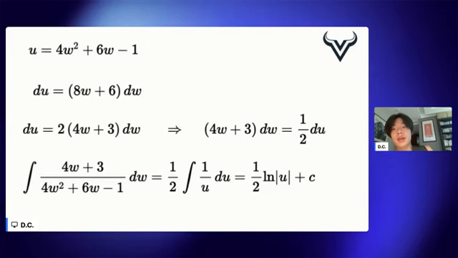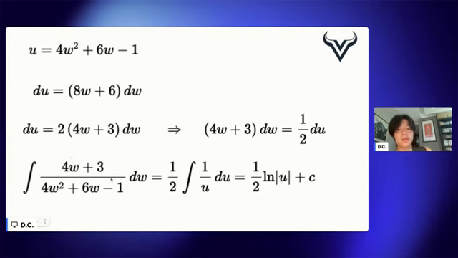So what we did here is u equals 4w squared plus 6w minus 1. Same thing, we differentiate both sides, which gives du is 8w plus 6 dw, but we only have 4w plus 3. So we need another 2. So we assume we have that 2. So du is 2 times 4w plus 3 dw. So 4w plus 3 dw is 1/2 du.